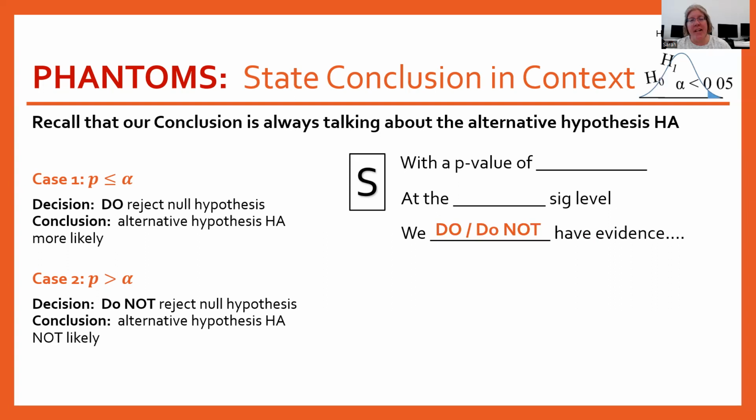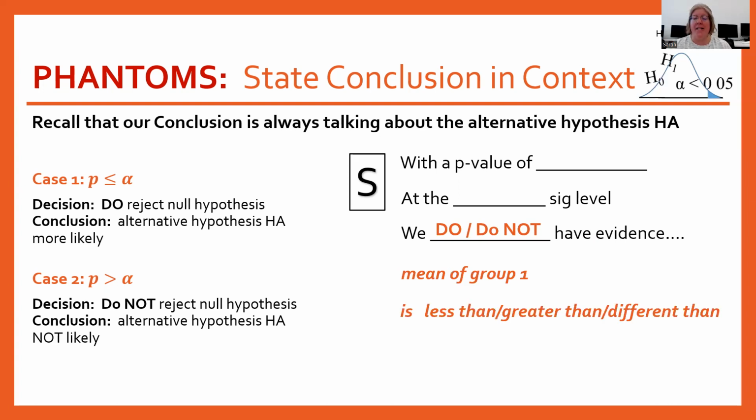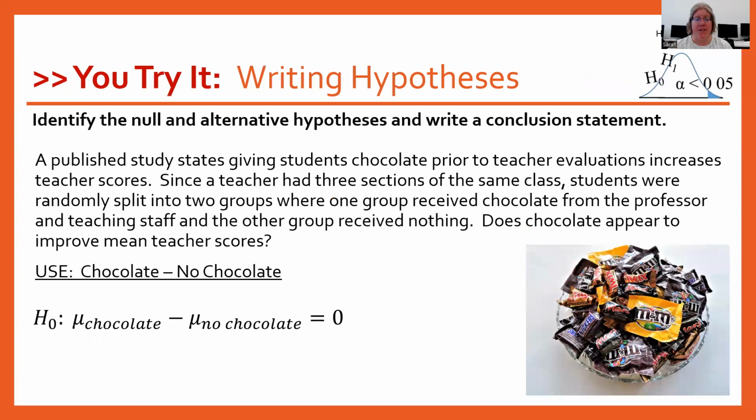And then the second half of this statement, we're going to add in the context from the story. So we either do or do not have evidence that the mean of group 1 is less than, greater than, or different than the mean of group 2. Okay, so there's kind of our fill in the blank for how to write our conclusion statement. So let's give this a try.